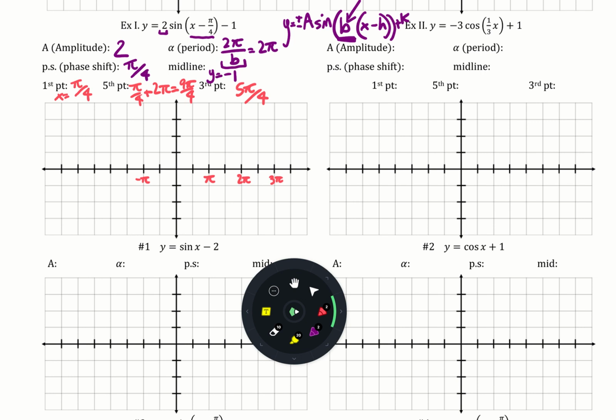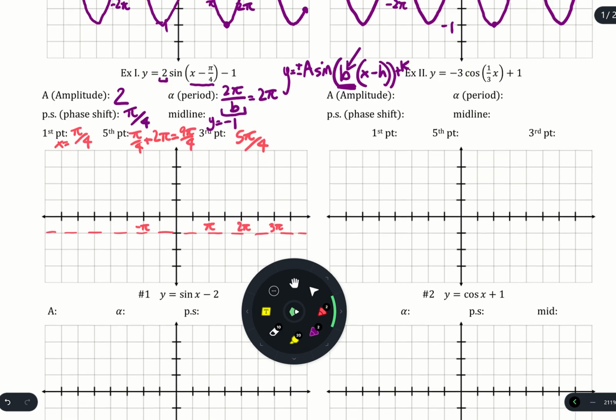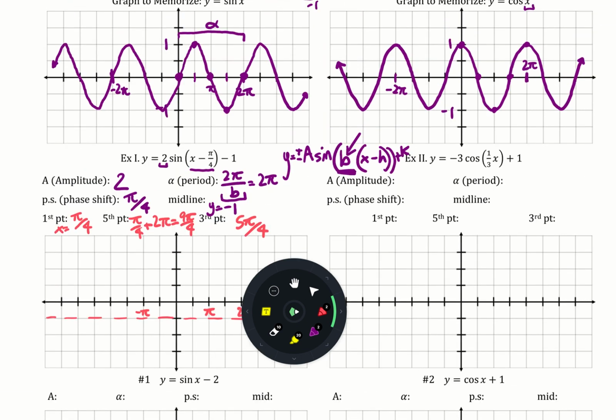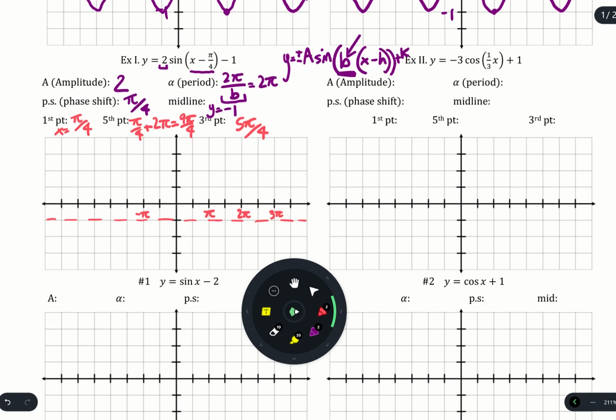All right, my midline is at -1. Your midline is kind of your fake x-axis. The reason I'm calling it your fake x-axis is you'll notice that in our original graph, we crossed the x-axis. In sine, we crossed 3 times. Those were 3 of our 5 points using the 5-point method. But when we shift up or down, now we are going to be crossing the midline at those points. So I call it my fake x-axis.